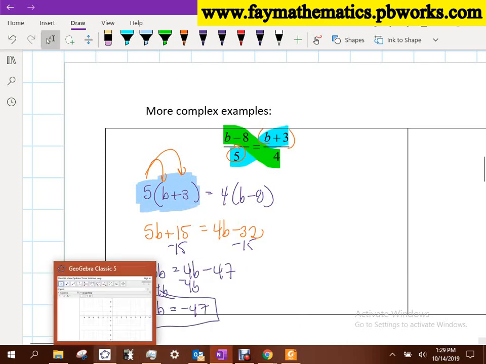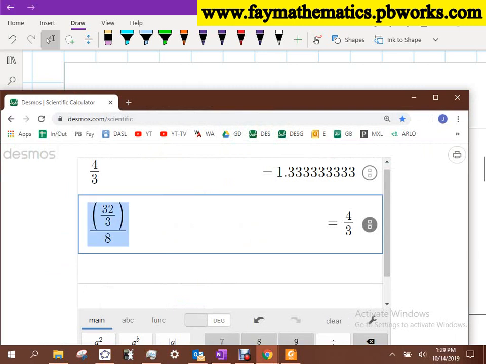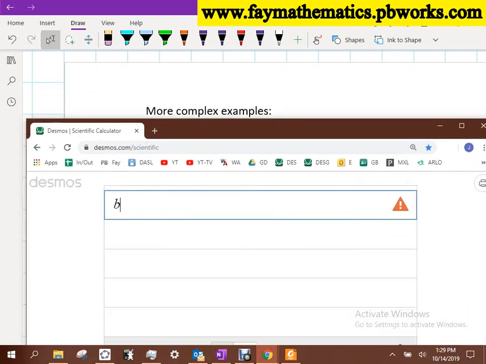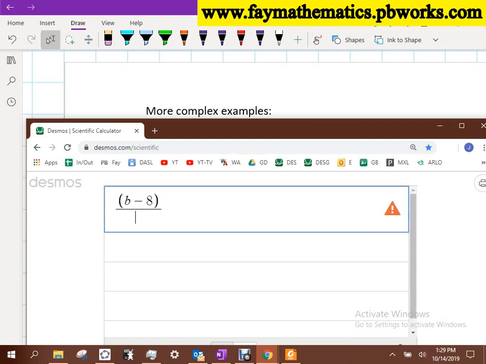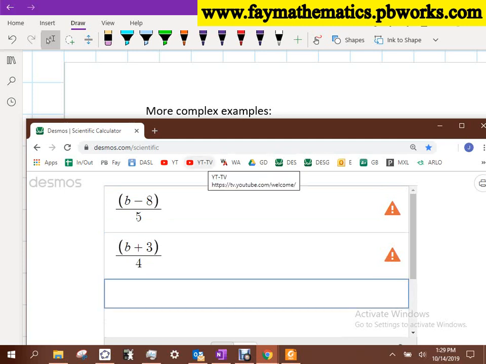Now let's go to Desmos real quick. Sorry, I thought you said GeoGebra. And we had what? b minus 8 over 5. And we had b plus 3 over 4. Okay. And now I said b was negative 47, right? Is that the value that makes these two fractions, these two ratios, the same?